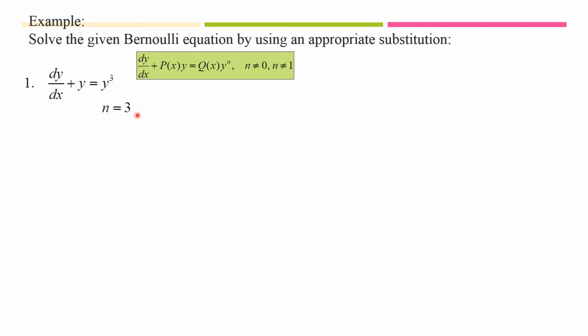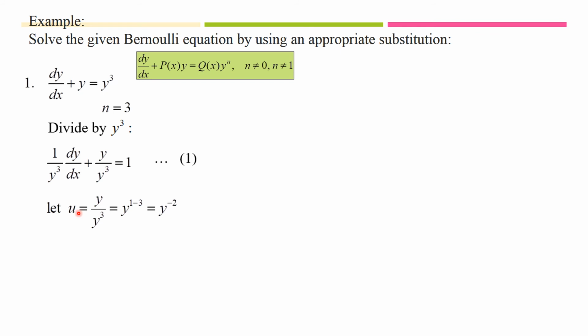So 3 is not 0, 3 is not 1, and therefore this equation is a Bernoulli equation which is non-linear because the power of y is not 1. So we're going to solve this Bernoulli equation by dividing the whole equation by y cubed. So we get 1 over y cubed dy/dx + y over y cubed equals 1. Let's call this number 1.